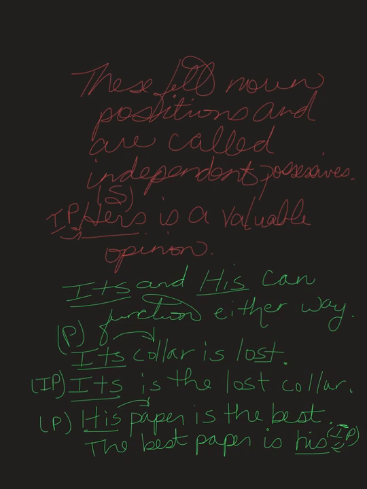However, look at this last sentence. The best paper is his. All right? Here, this word his is not acting like an adjective. It's actually renaming your subject. Paper equals his. His is an independent possessive here, functioning like your predicate noun.